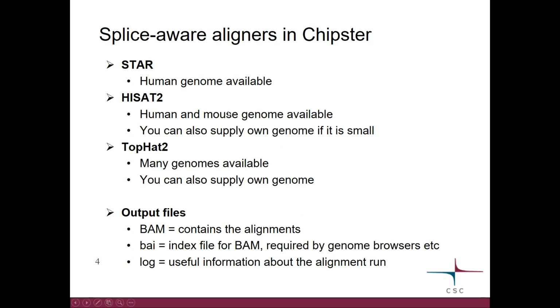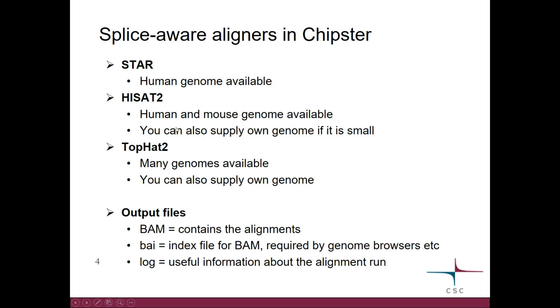So in Chipster, we have these 3, but there are differences in what genomes are available on the Chipster server indexed for these particular aligners. For STAR, we have the human genome index available. For HISAT, there is human and mouse. And you should let us know, of course, if you want to use others, so we can make those indexes.